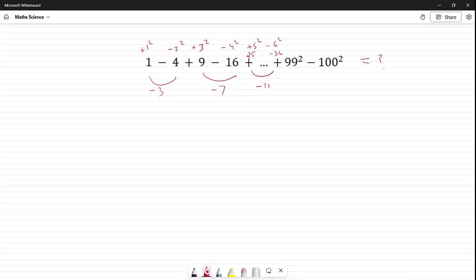And then finally, we have these two numbers, 99 squared minus 100 squared. So how do we find the difference between these two numbers? What we can do is use this formula, a squared minus b squared, which is equal to a plus b into a minus b. So here, this is your a, and this is your b.